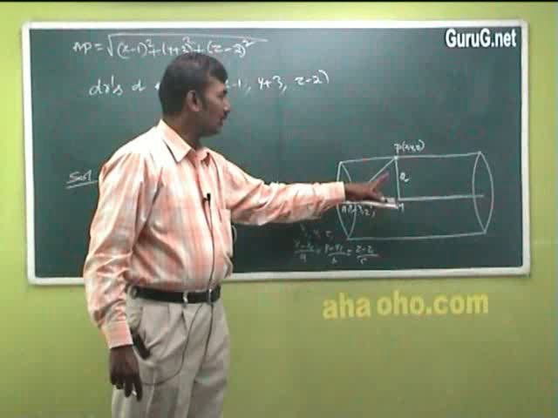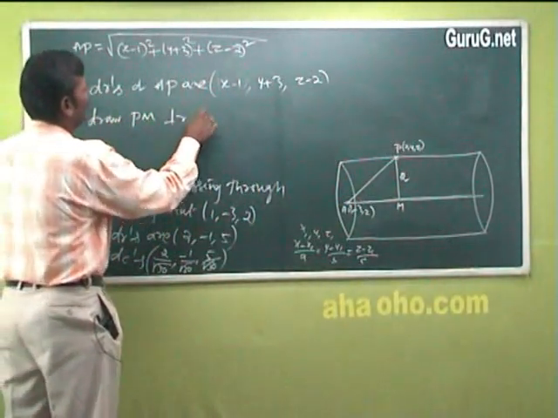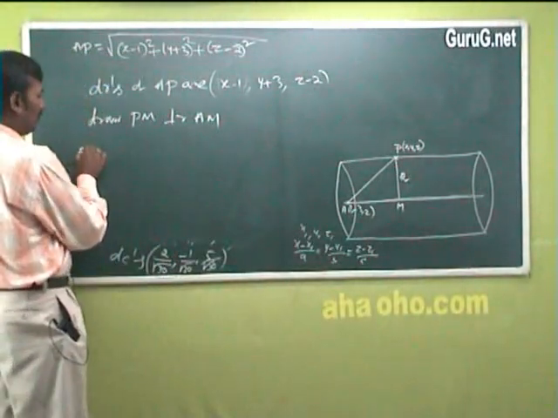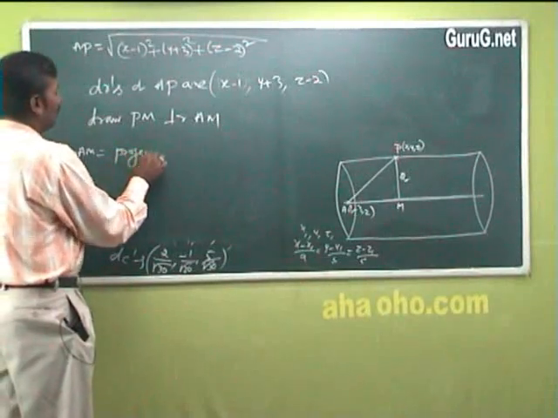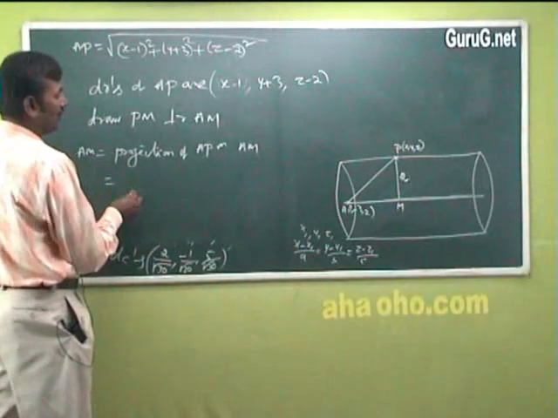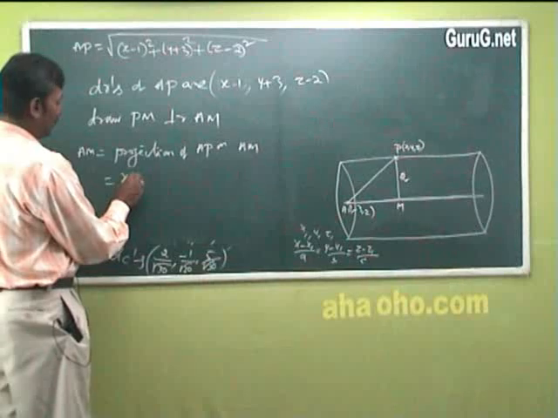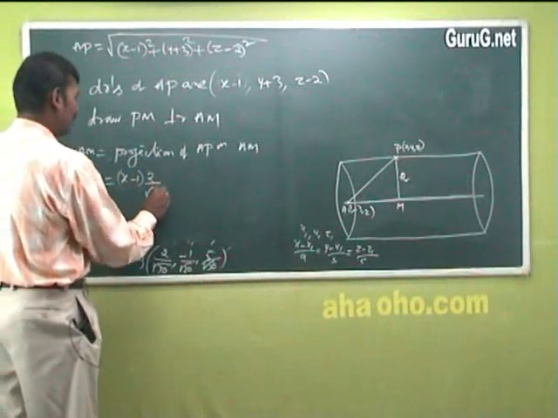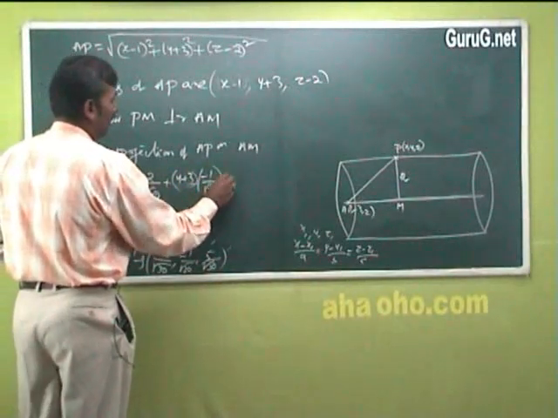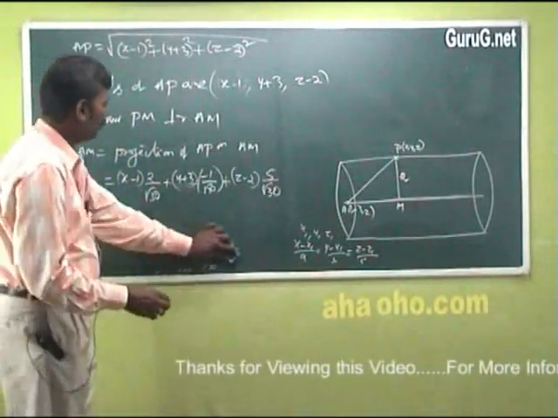Then this AM is nothing but the projection. PM is perpendicular to AM, right? So draw PM perpendicular to AM, right? So AM is nothing but the projection of AP on the axis. So AM equals the projection of AP on the axis, and there is a formula. Whenever the drs and direction cosines are known, it is the sum of the products. So x minus 1 into 2 by root 30 plus y plus 3 into minus 1 by root 30 plus z minus 2 into 5 by root 30, right? And PM equals 2.